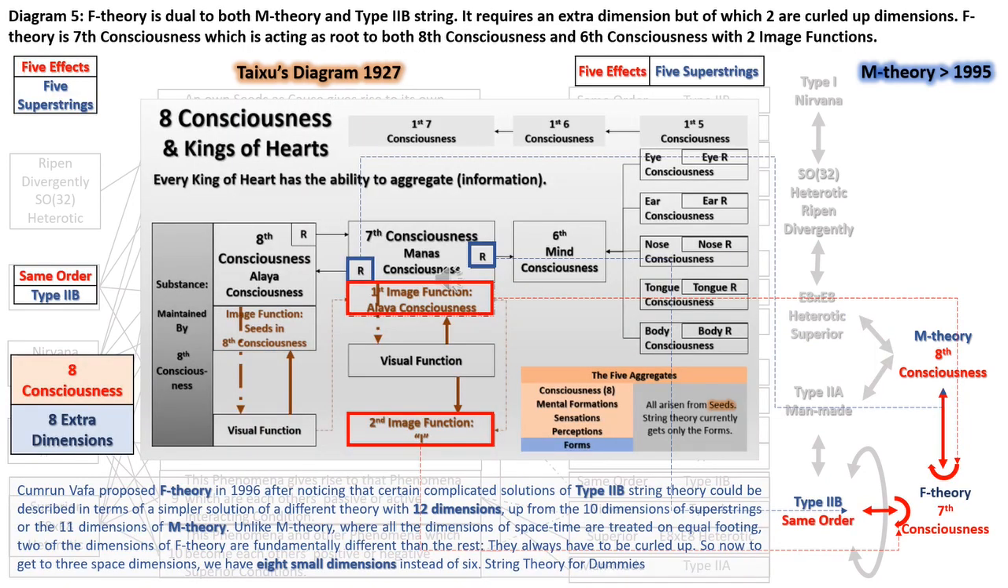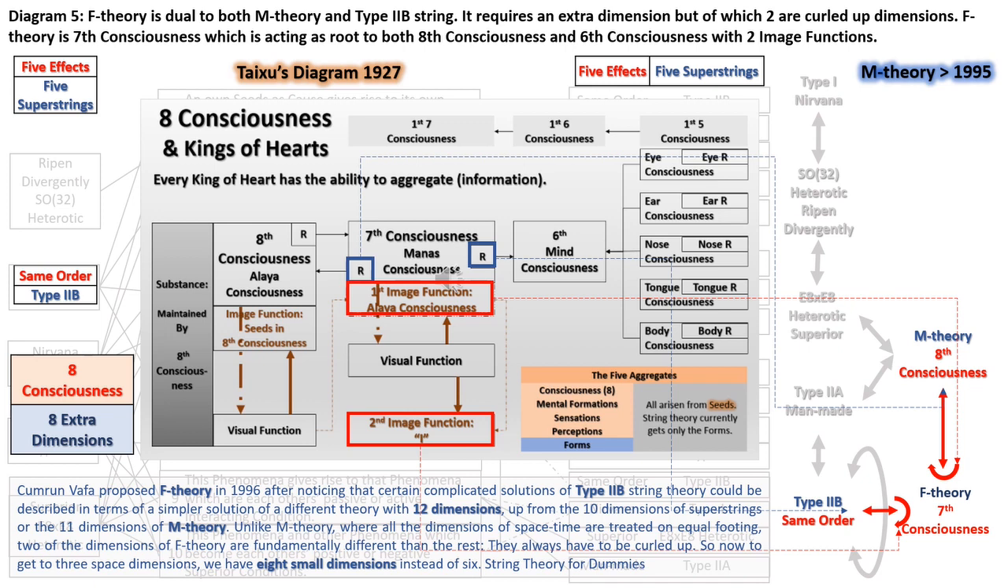In diagram 5, let us look at F-theory. It is said that F-theory is dual to both M-theory and type 2b string. It requires an extra dimension, of which two are curled up dimensions. F-theory is seventh consciousness in Yogacara Buddhism, which is acting as root to both eighth consciousness and sixth consciousness with two image functions. F-theory is dual only to type 2b string because it is the effect of same order, which is the effect of direct cause.